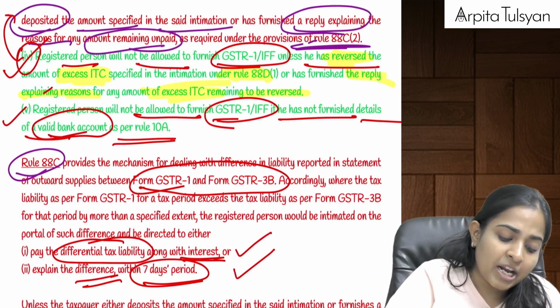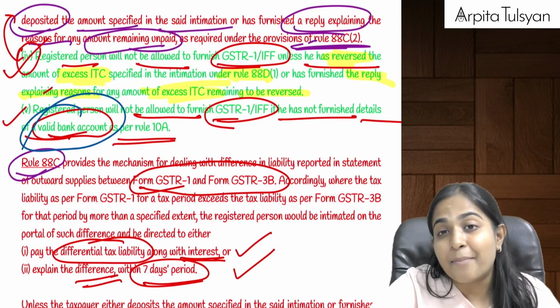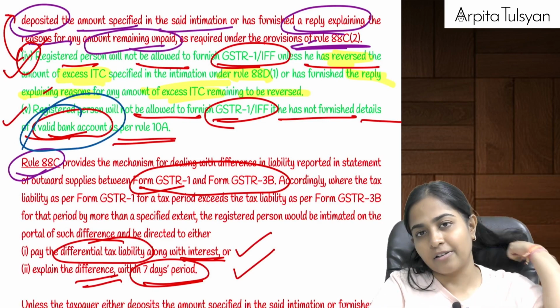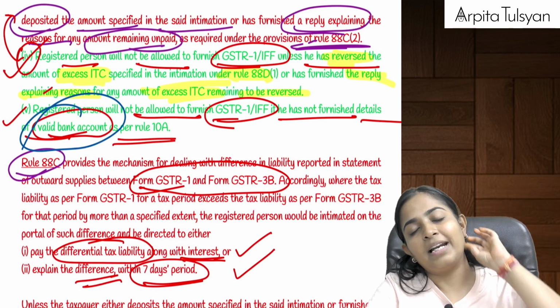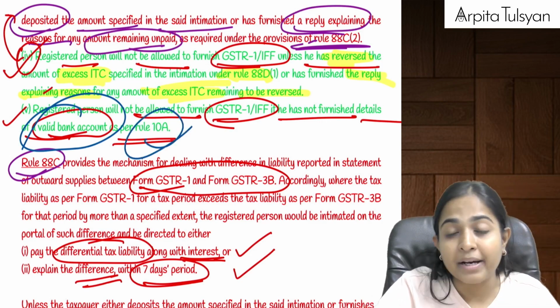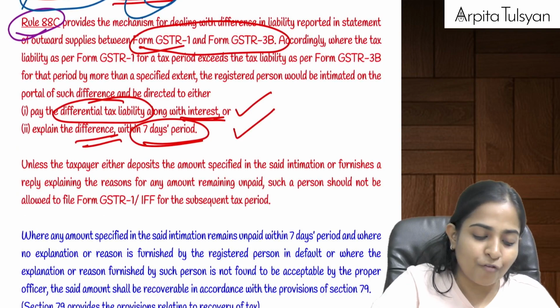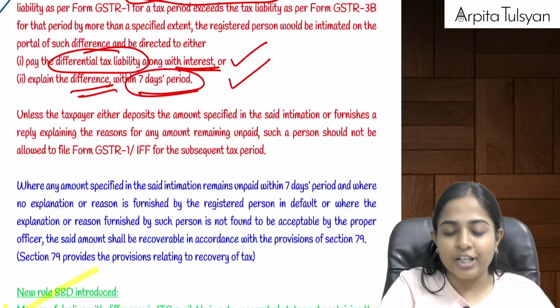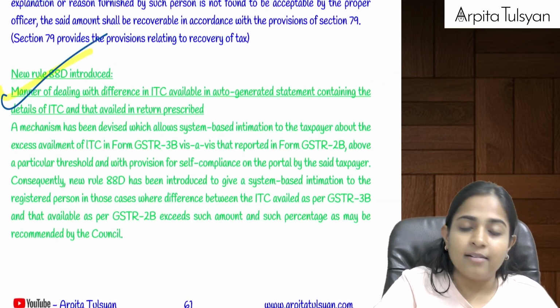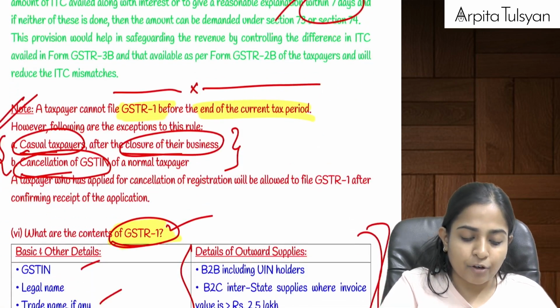Right? And last, if you have not submitted your valid bank account details, we have already studied this earlier. If you have not submitted your valid bank account details as per rule number 10A, then in that case you will not be allowed to furnish your GSTR 1 or IFF for the periods.